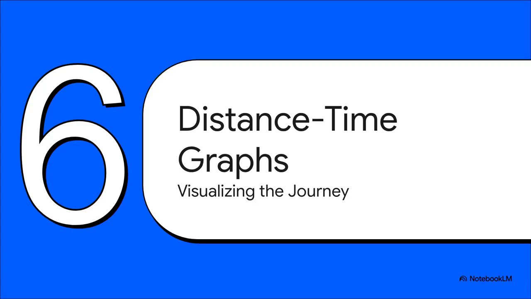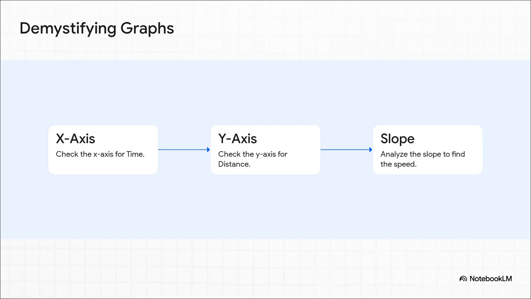Okay, final section. Section 6: Decoding Distance-Time Graphs. Visualizing the journey. One of our sources brilliantly compared reading these graphs to looking at a sports scorecard. With one look, it instantly tells you the whole story of the game. Demystifying these graphs really takes just 3 simple steps. First, look horizontally at the bottom, the x-axis. That almost always represents time.